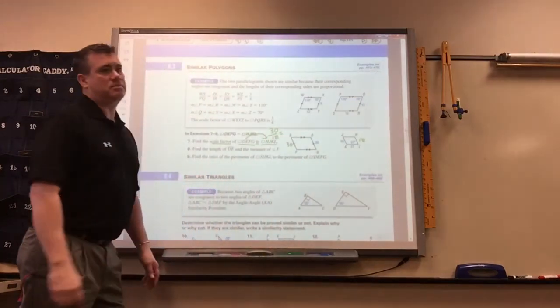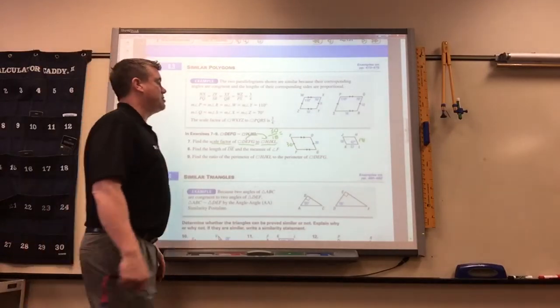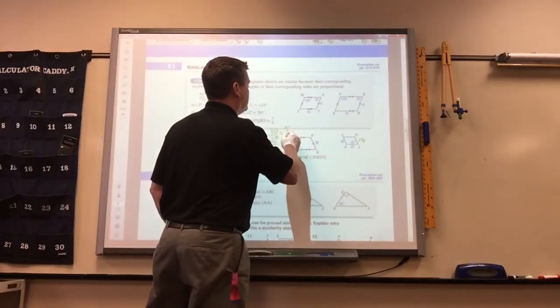Which you can reduce. You don't need to, but you can. You could divide them both by 6, 5/3.